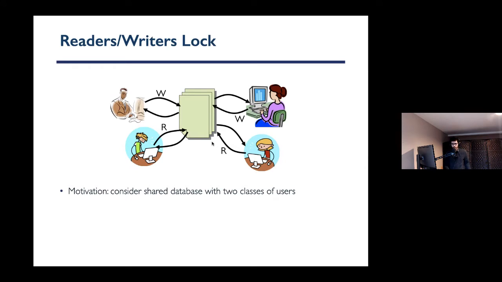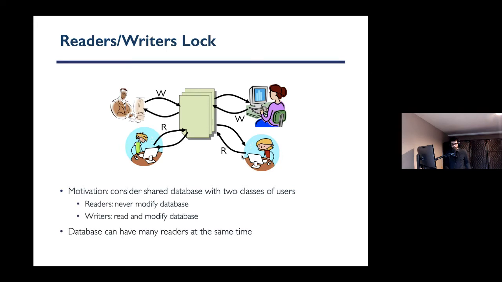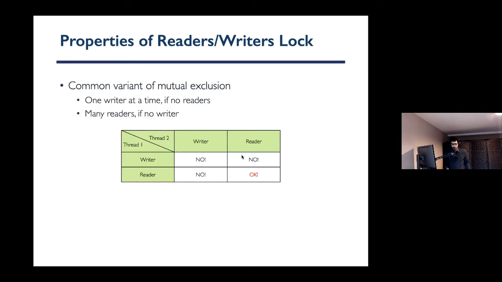The problem that we want to address is that you have a database that has multiple writers and multiple readers. This data is shared between readers and writers, and you want to protect it from race conditions. In particular, if thread 1 is a writer, you don't want any other writer to have access to the data.